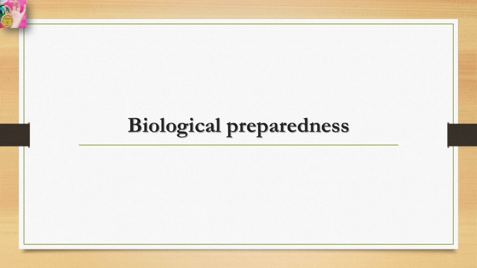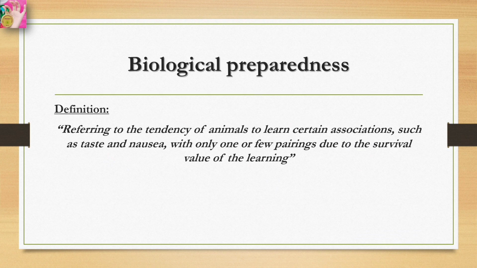Now, another term is biological preparedness. Conditioned taste aversions are an example of something called biological preparedness. The definition refers to the tendency of animals to learn certain associations, such as taste and nausea, with only one or few pairings, due to the survival value of the learning.